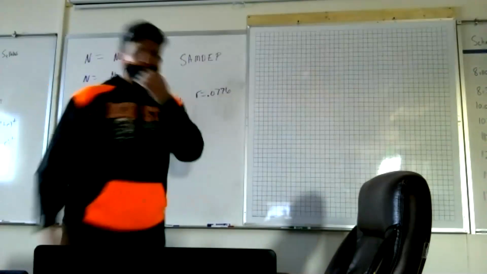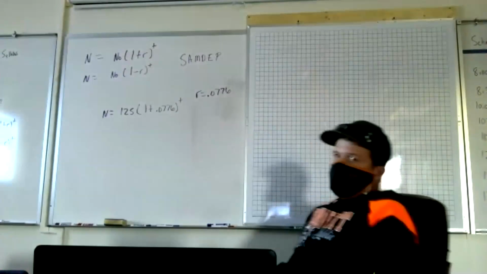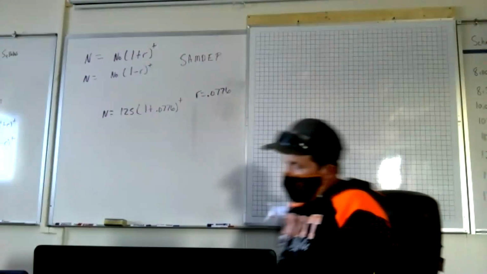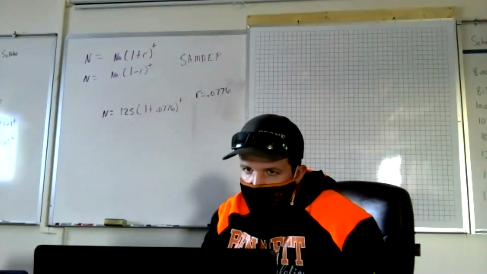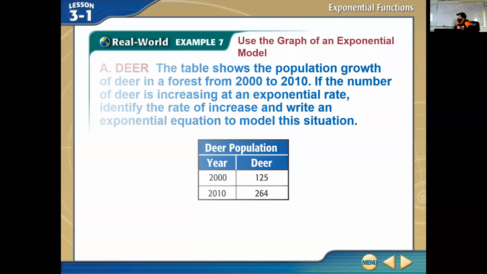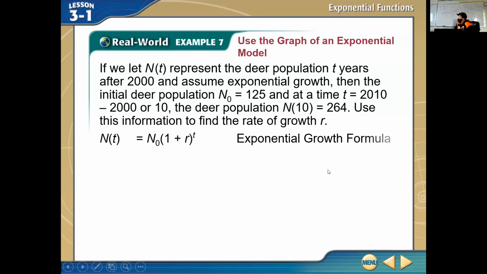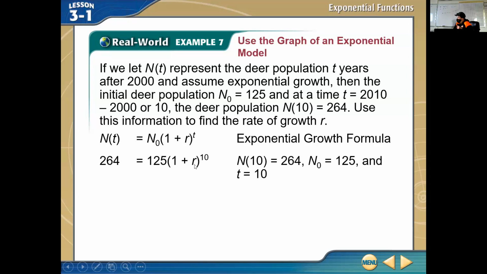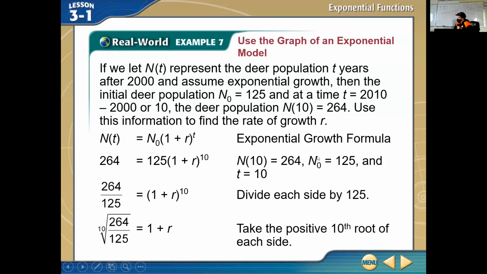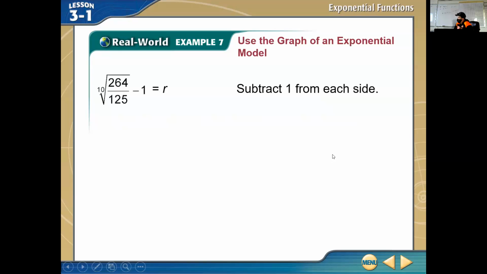So that's step one, getting the equation that models it. Let me show you the book's version. It's always fun to see this because you'll know if I make a mistake. We've let N of t represent the deer population t years after 2000. So N of 0 is 125 at the time t is 0, 2000. So there's our exponential growth formula. There we're plugging it in. We divide, we take the 10th root, and we subtract 1.